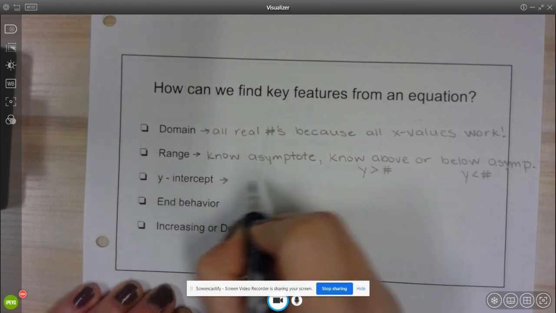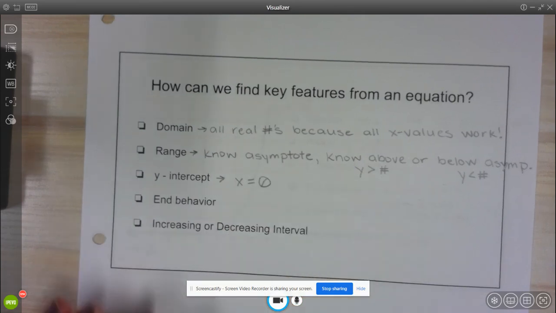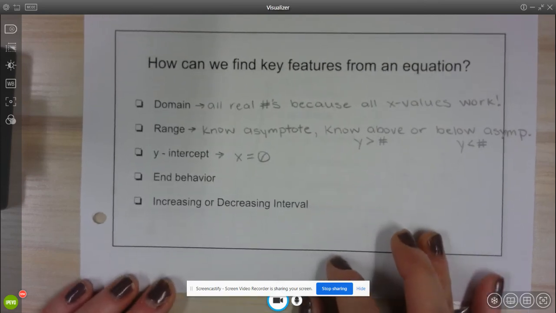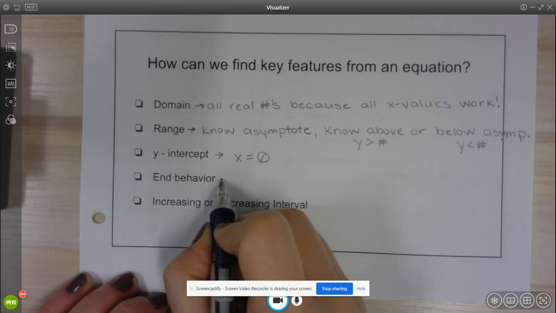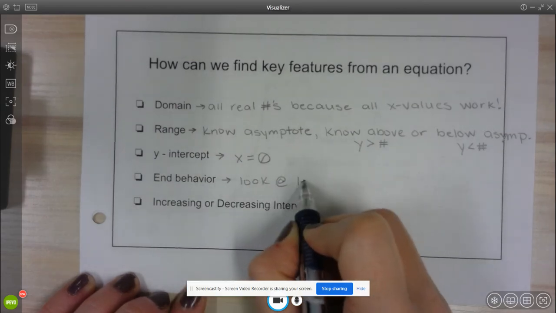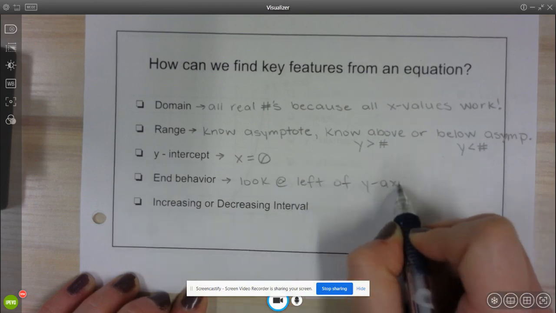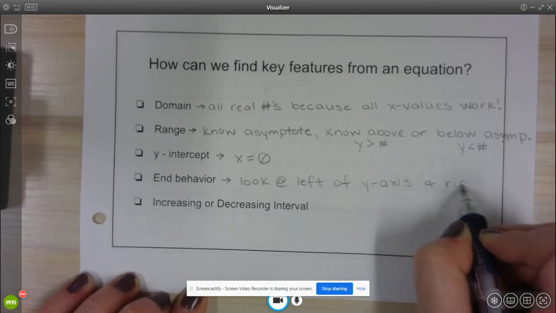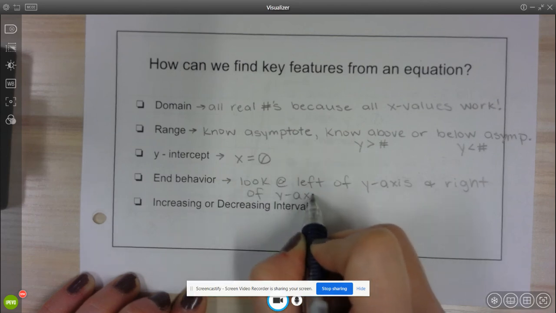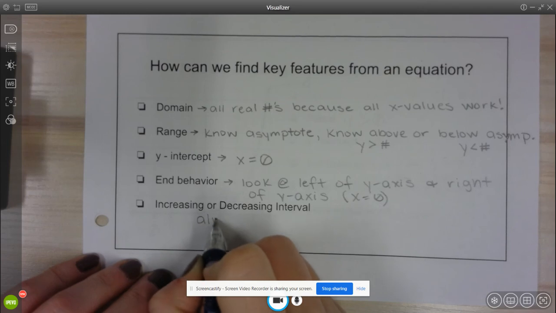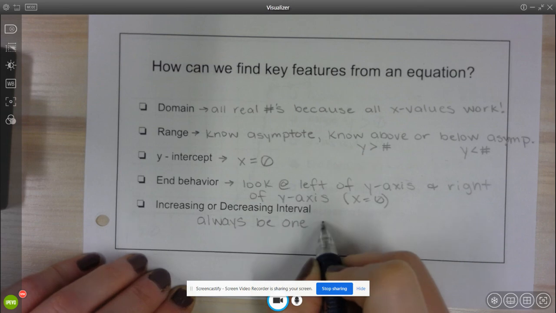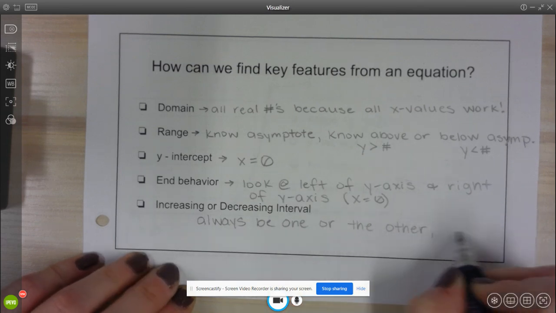To find my y-intercept, I need to find the y value when x is 0. So whether that be using a table, a graph, or an equation, I'm always looking for what happens when x equals 0. End behavior is going to kind of go with range and increasing or decreasing. I need to look at the left of the y-axis and the right of the y-axis, which is when x is equal to 0. And then for increasing or decreasing, it will always be one or the other, not both.